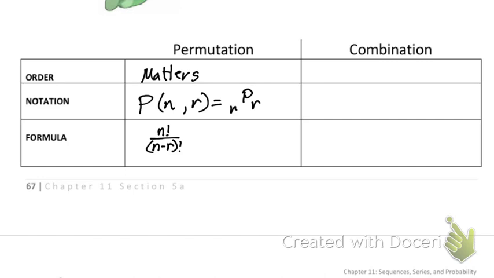For combination, order does not matter. Order will not change the outcome of the specific problem. So in this one, it does not matter.